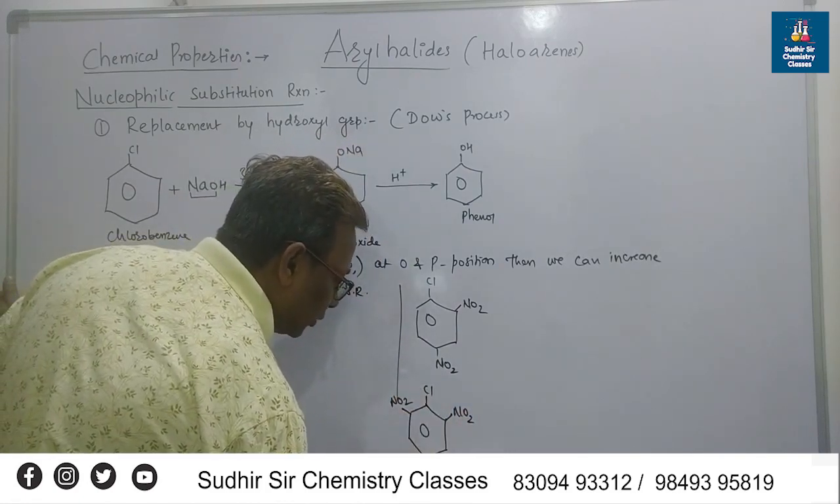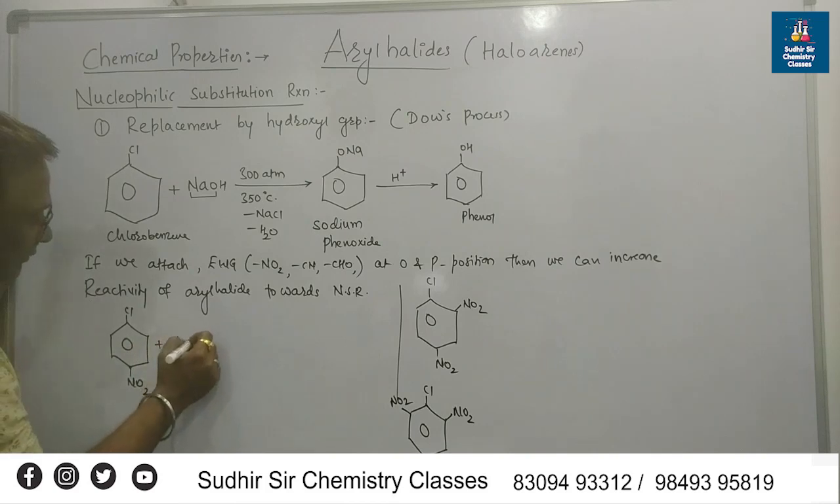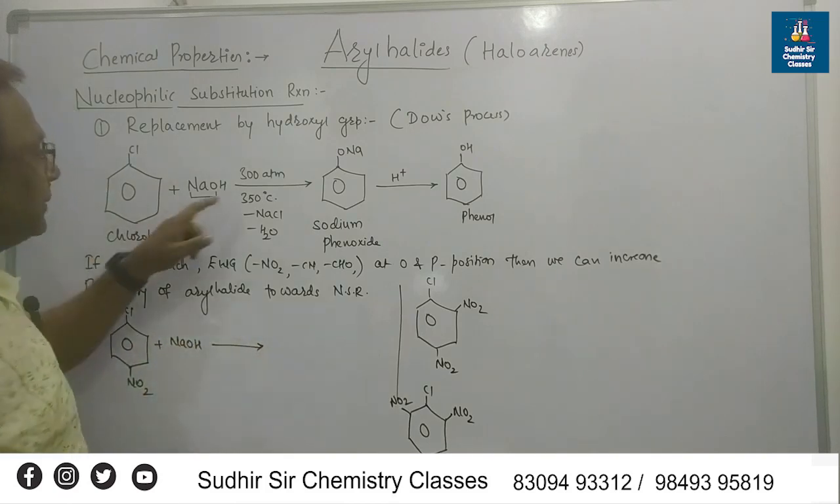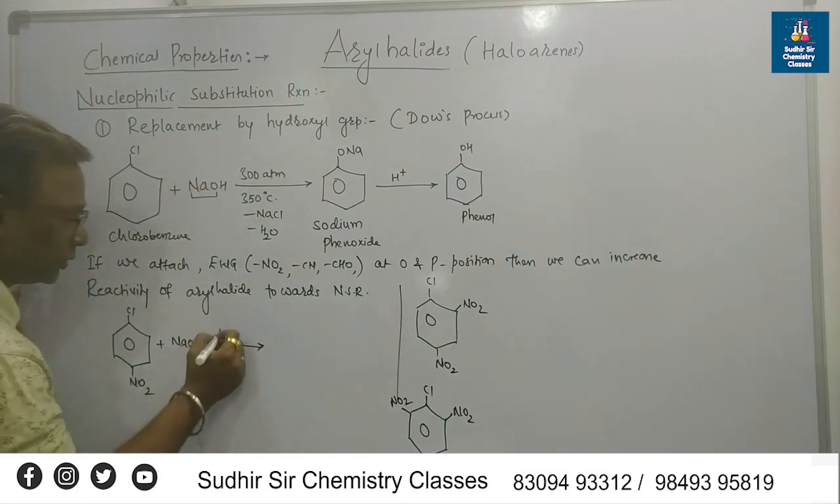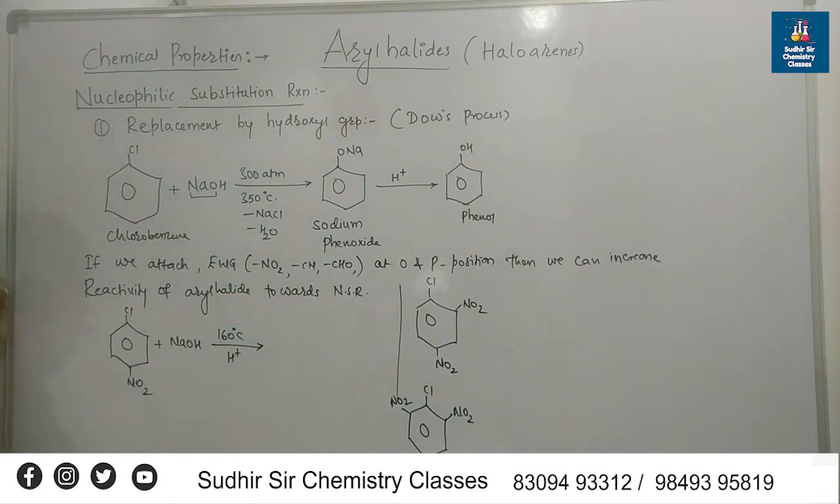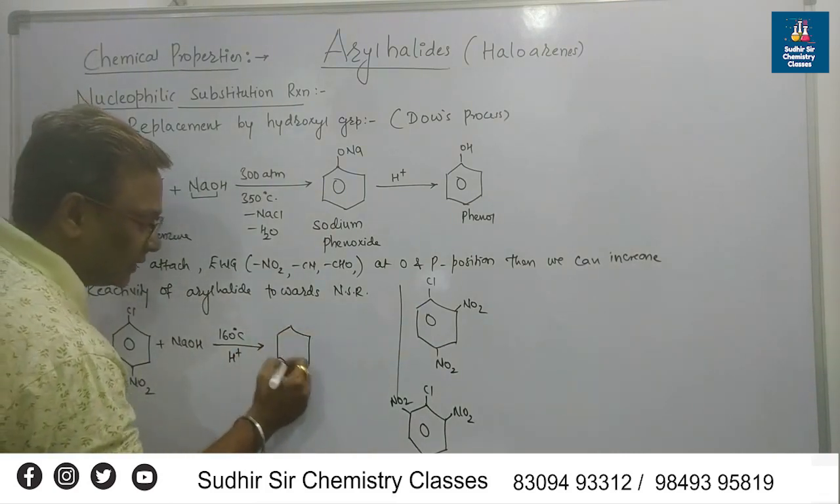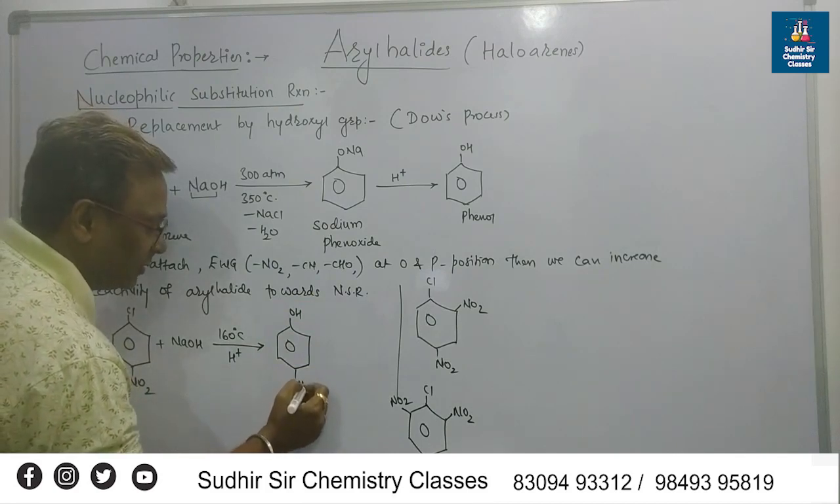That to be both at the ortho and one at the para position. See beta, reactivity will increase. How will the reactivity increase? Just see the temperature here. When it is treated with NaOH, initially temperature is 350 and pressure is 300. Now temperature reduces to what, beta? 160 degrees centigrade followed by hydrolysis. And here our Cl will be converted into OH and we get NO2 here.